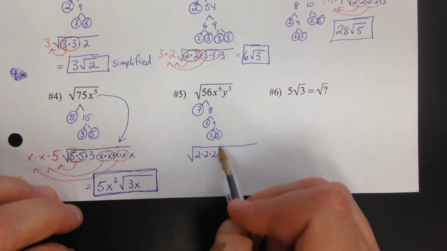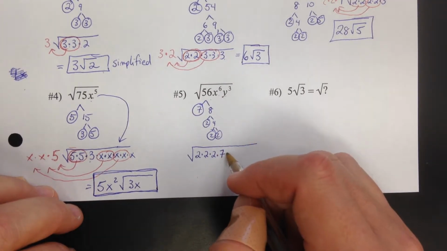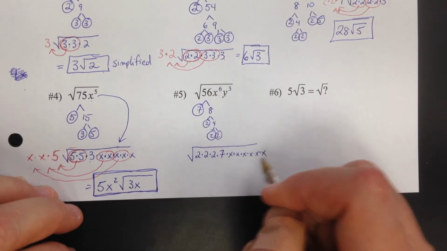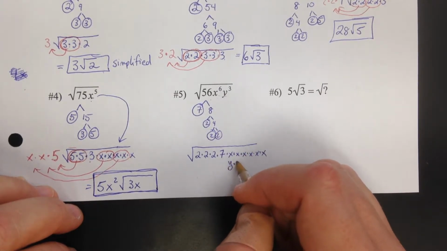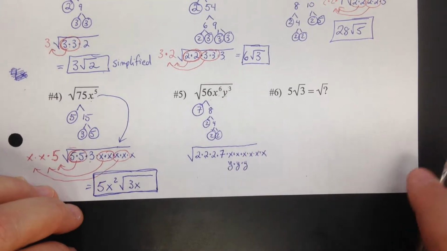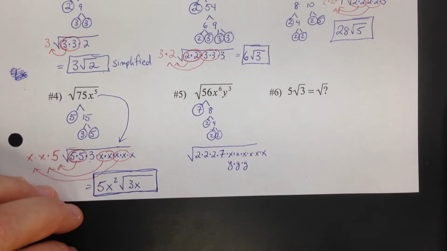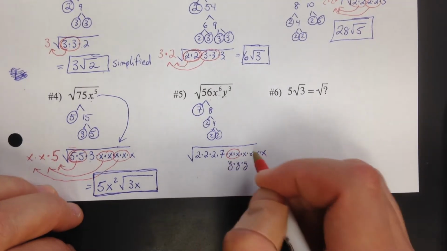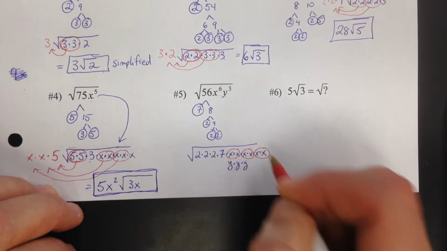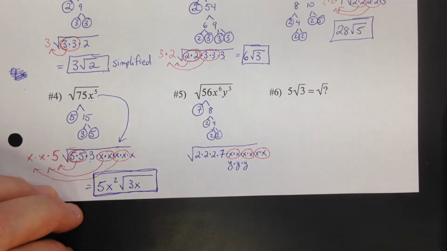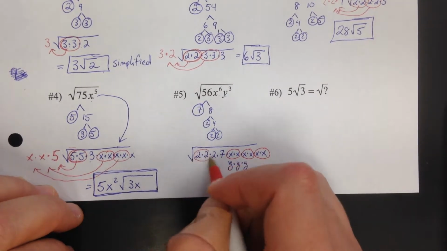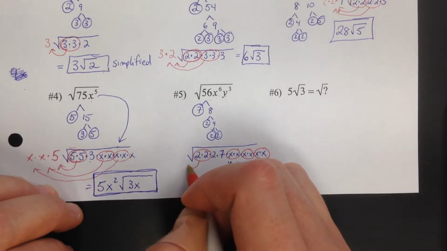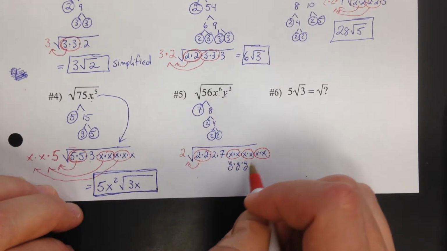2 times 2 times 2 times 7. Okay, x to the 6th means we're going to have 6 x's multiplying. Underneath, I'll put the y's. We have 3 y's. One of the patterns that you may notice is that if there are 6 x's, there are 3 pairs, because each pair is 2 of them. So we have a pair of 2's. That's really a 4. That's a perfect square, so I pull that out, I write the number 2.